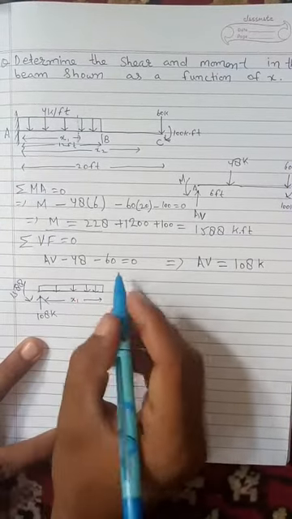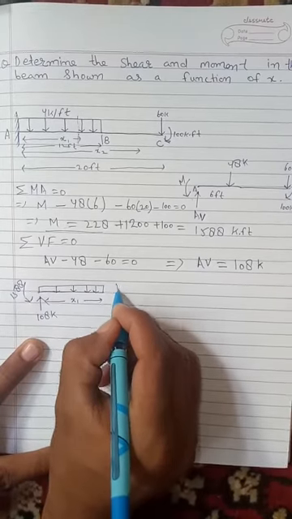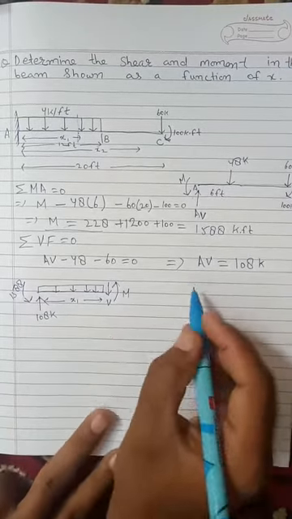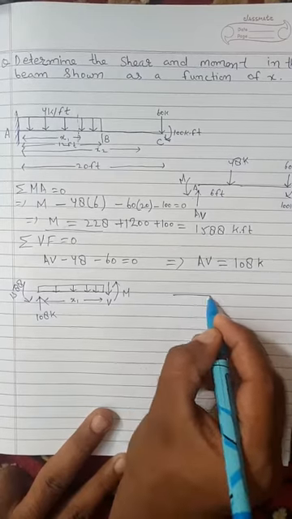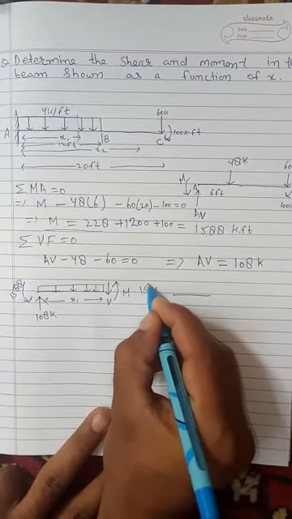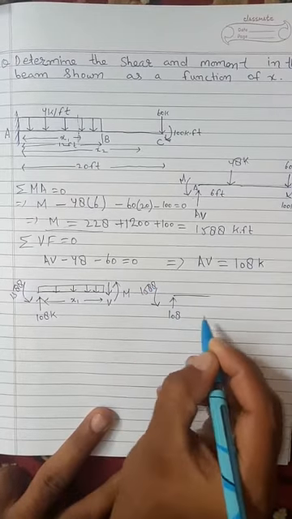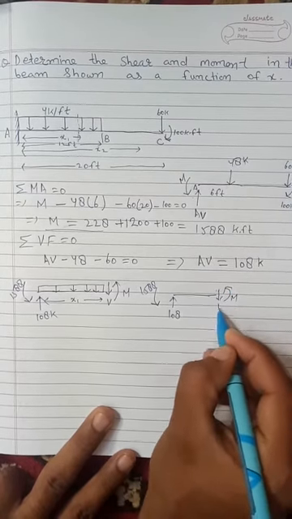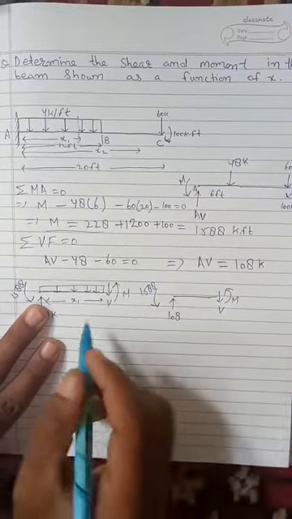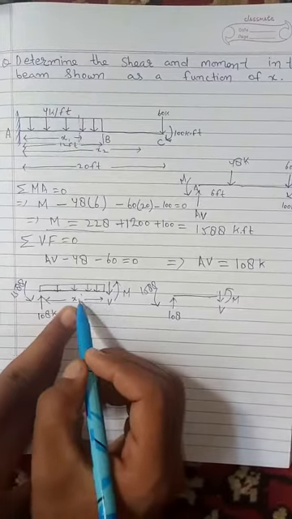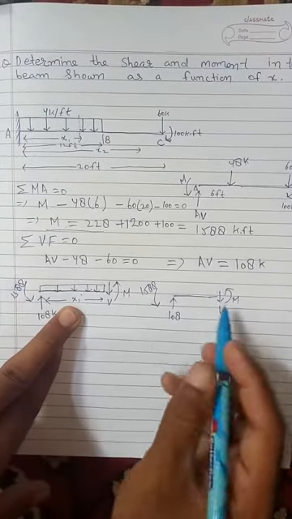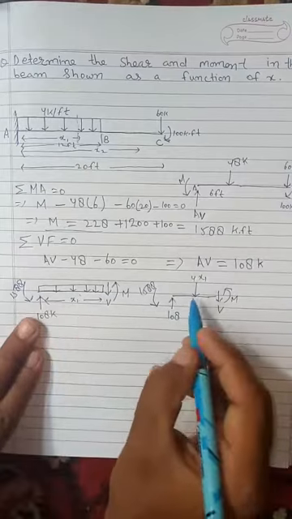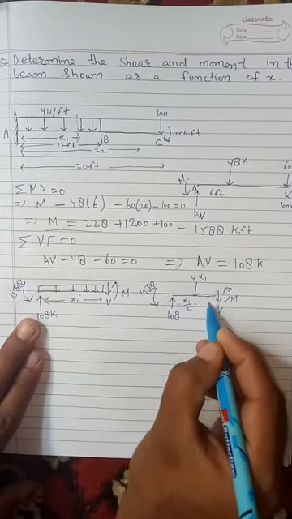Now I will draw the free body diagram for this section. I have to find this bending moment m as a function of x and this vertical reaction v as a function of x. So this is the free body diagram: 1588, 108, and this is m, and this is the vertical reaction v at this point. I will convert this uniformly distributed load into a point load. The area is x1 into the height of 4, so I can write here 4x1, and its distance is x1 by 2 from this side.